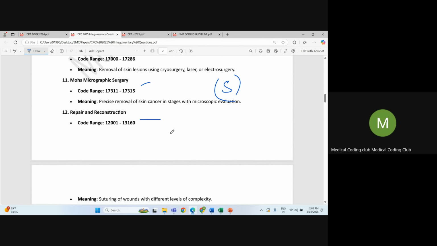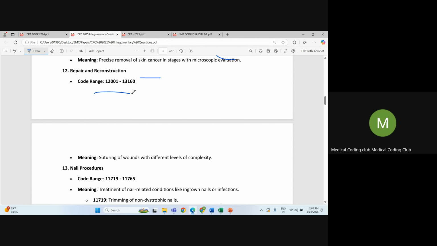Next, repair and reconstruction. In the repair, we have 3 types: simple repair, intermediate repair, and complex repair. All 3 repairs have their own coding guideline and different anatomical grouping. So the coding points are, we need to check the anatomical grouping and also the laceration centimeter. An additional coding guideline: whenever a patient comes with multiple lacerations, you need to check whether those lacerations fall in the same anatomical grouping or not. If they fall in the same anatomical grouping, you can add the centimeters of the lacerations, and you can code only one code.